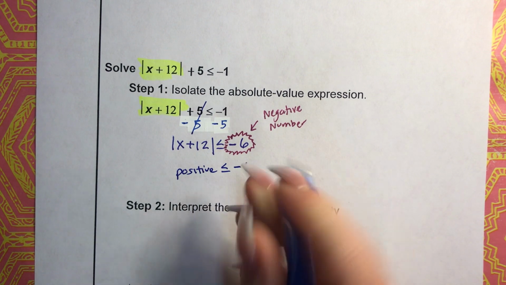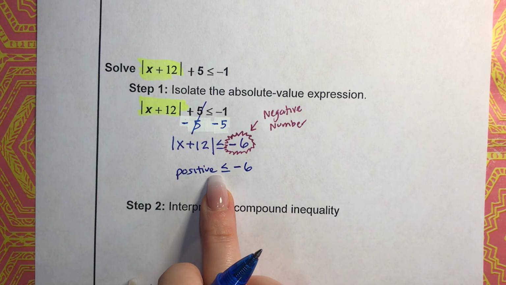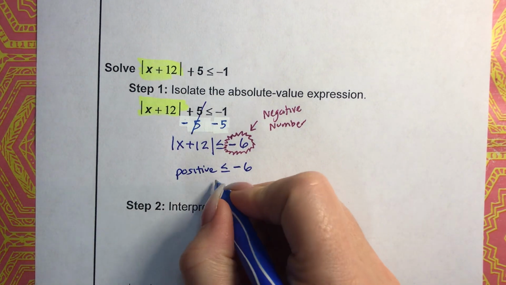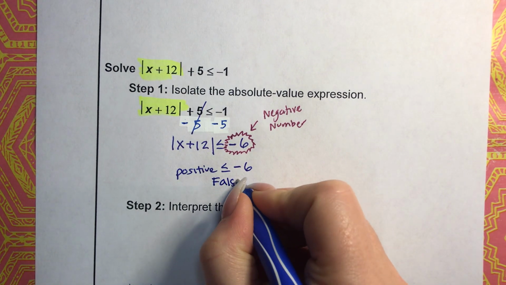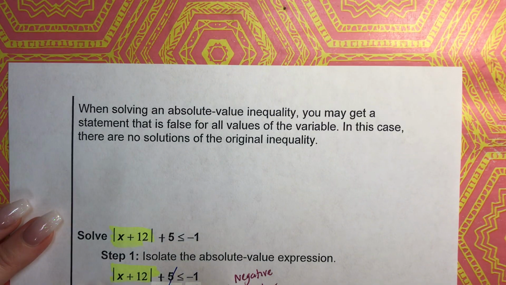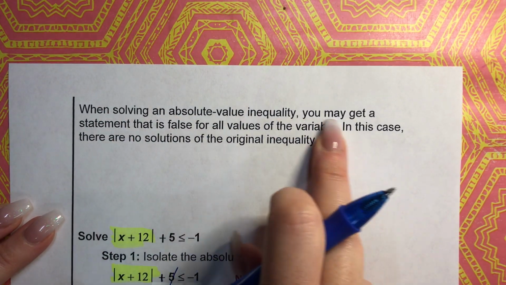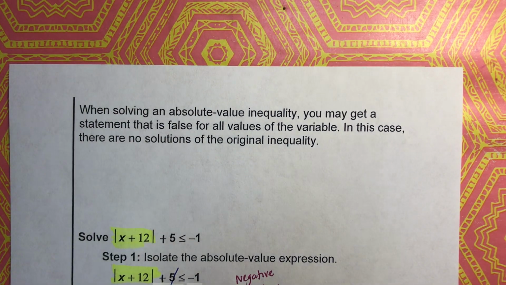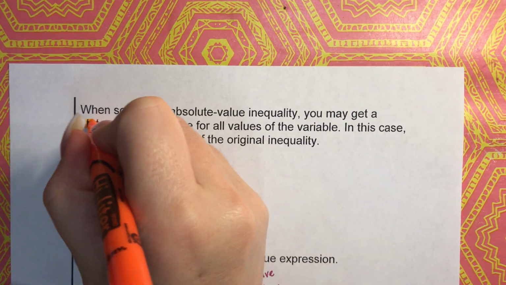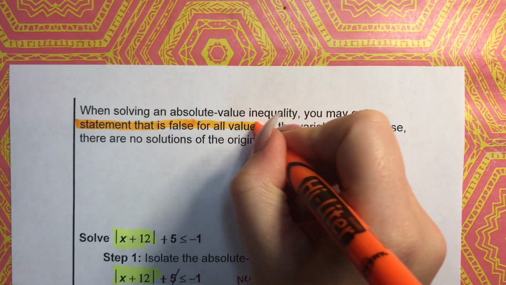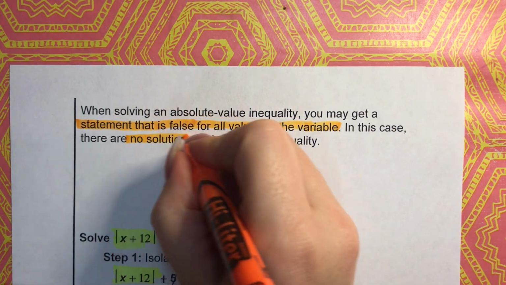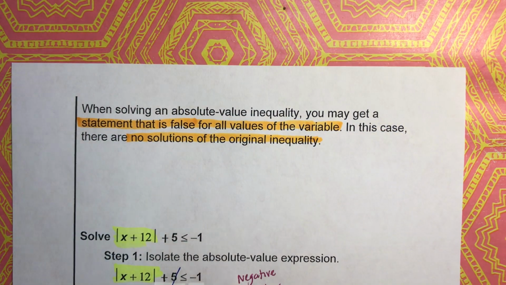So let's think about this. Is a positive number always less than or equal to -6? No, it is not. This is a false statement. And if we go back here, when solving an absolute value inequality, you may get a statement that is false. You might get a statement that is false for all values of the variable. In this case, there are no solutions of the original inequality.